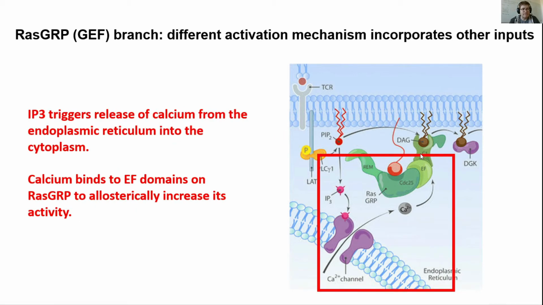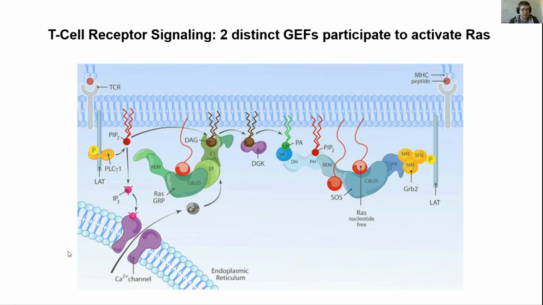In addition, this soluble IP3 produced by PLC gamma will go on to trigger a release of calcium from the endoplasmic reticulum into the cytoplasm. And that elevated calcium is going to bind to domains on the Ras-GRP called EF domains that are going to allosterically increase its activity. Okay, so as these IP3 levels accumulate, they're going to trigger an efflux of calcium into the cytoplasm. That calcium is going to further activate the Ras-GRP protein.